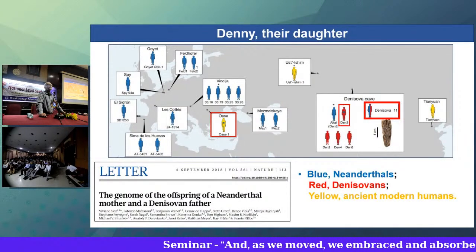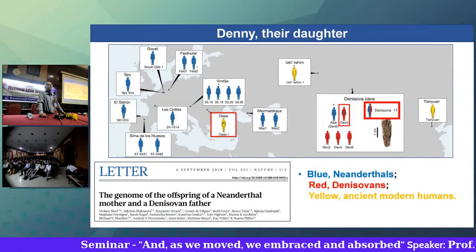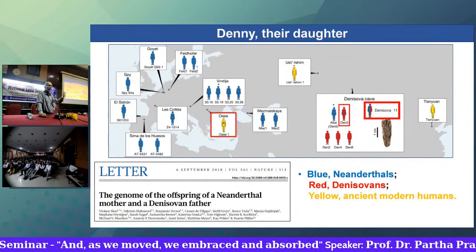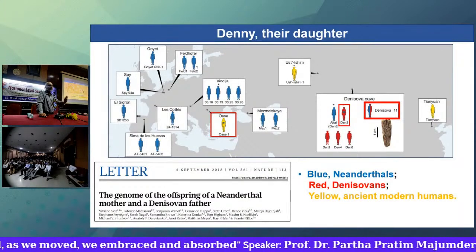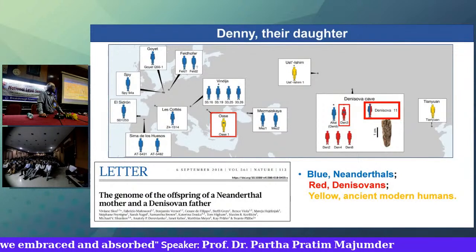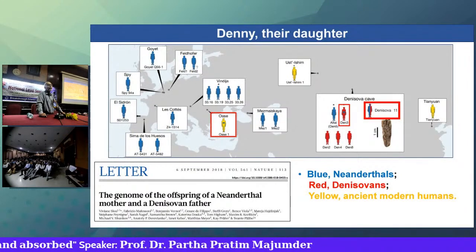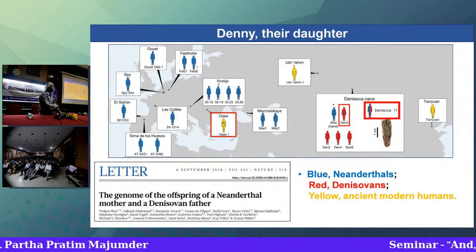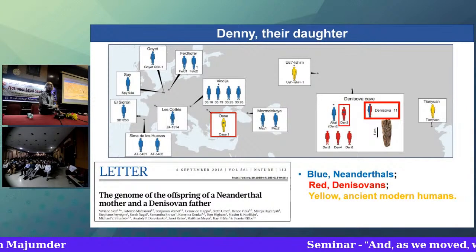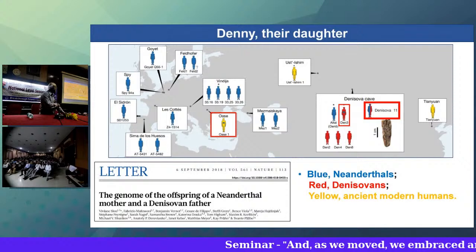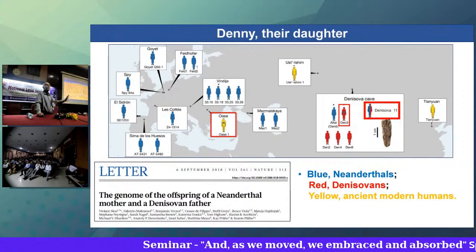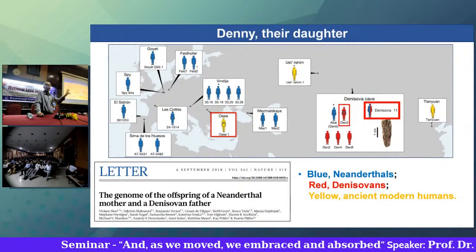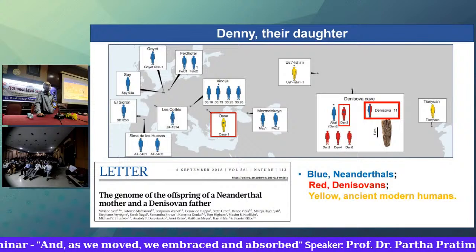So how do you know which is the mother and which is the father? Of course, there are the paternally inherited Y chromosome, the X chromosome, and the mitochondrial genome. They analyzed all of that and were able to identify who was the father and who was the mother. They identified that the Neanderthal was the mother and the Denisovan was the father. And so we now know that there was free intermixing between all of these 3 species: Neanderthals, Denisovans, and modern humans.